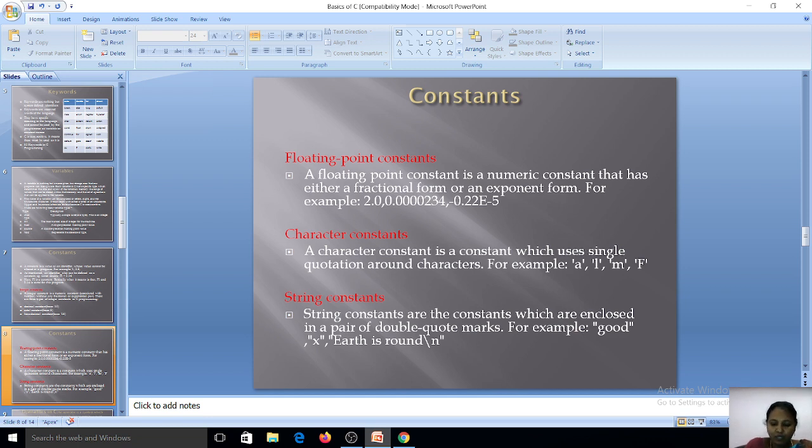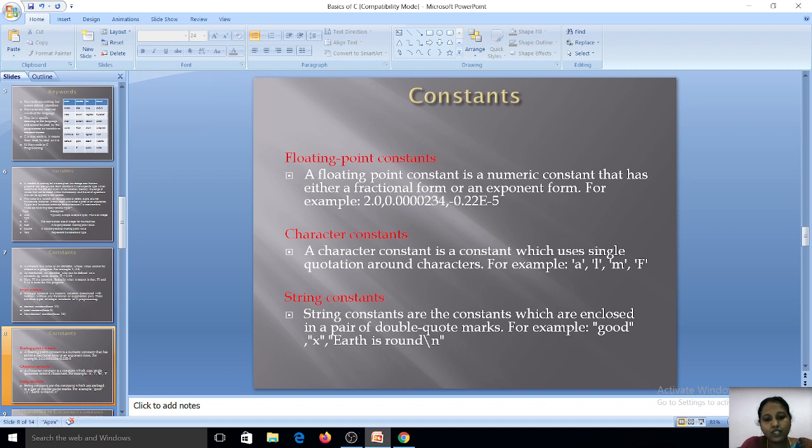Okay. Next we will see about character constant. A character constant is a constant which uses single quotation marks around characters. It is nothing but a single letter. In alphabets, if we are using a single letter, that is called a character constant, and we have to enclose it with single quotes. Here we are seeing some examples: 'A', 'I', 'M', 'F'. We declared these as character constants, and we have enclosed them with single quotes.